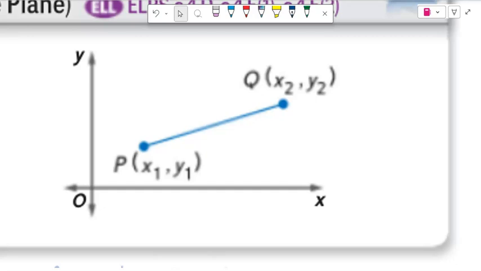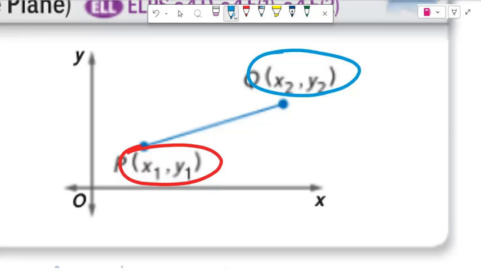two points, is label your coordinates. One set of coordinates gets labeled with x1 and y1, and the other set gets labeled with x2 and y2. It does not matter which one is which.